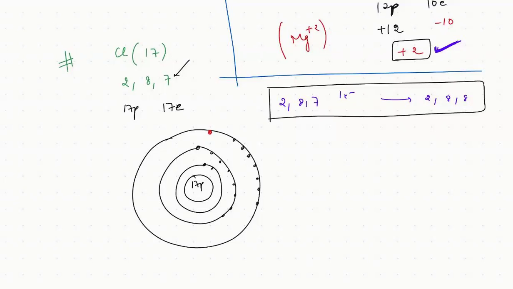And when it is going to form 2, 8, and 8, what would that mean? The atom is stable.